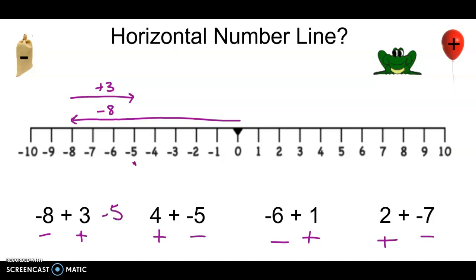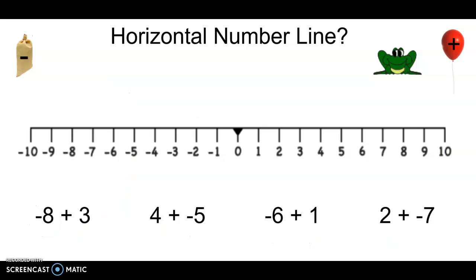And that makes sense. I have 5 more sandbags than I do balloons, so I end up here at negative 5. How about the next one? 4 plus negative 5. 4 balloons, 5 sandbags. I have 1 more sandbag than balloons. I end up at negative 1. Okay? Negative 6 plus 1.